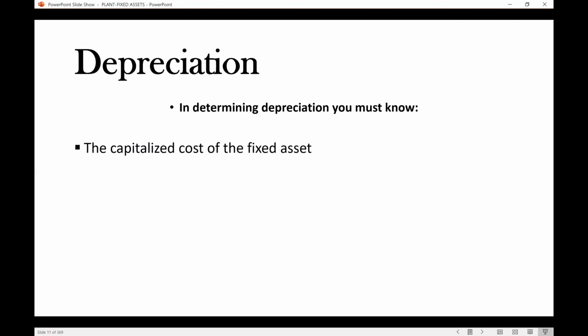you must know the capitalized cost of a fixed asset. And that was what we did not too long ago when we said it's the total cost that you paid for the asset to bring it to its intended use. So that includes the selling price and any other additional fees that you paid to prepare an item for its intended use. So we need to know that cost.